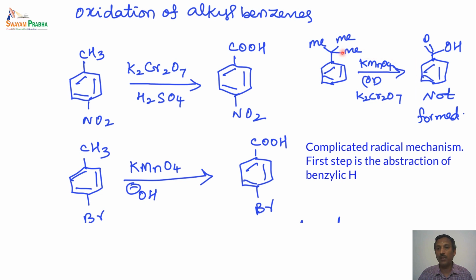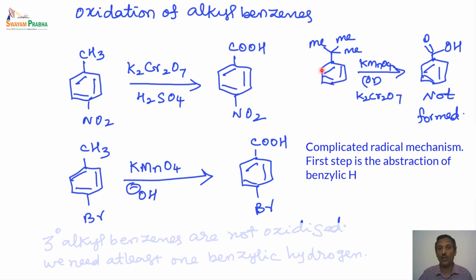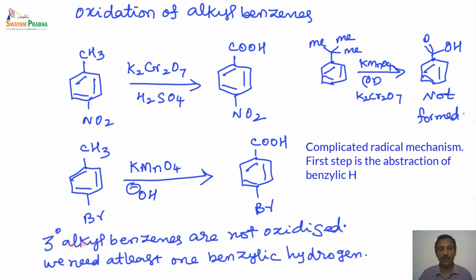The reason is the reaction intermediate involved in the oxidation of alkyl benzene is a complicated radical mechanism. In this particular case, the first step is the abstraction of benzylic hydrogen. So there should be one benzylic hydrogen in the starting material to undergo oxidation. Since this tertiary butyl benzene does not have any benzylic hydrogen, it does not undergo oxidation. That is the reason tertiary alkyl benzenes are not oxidized, because we need at least one benzylic hydrogen for it to undergo oxidation.